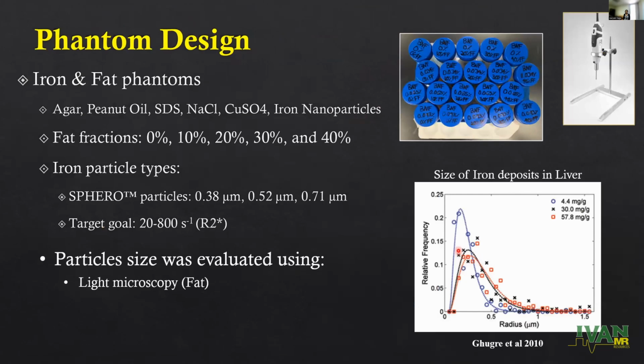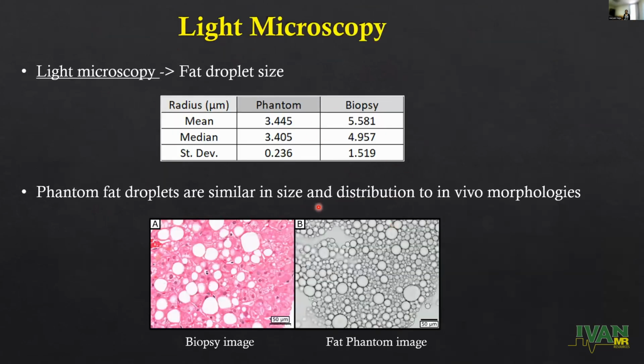And we are similarly building our own phantoms. Again, these are all simulations, so how real are they? We are also building phantoms with fat and iron. We are using peanut oil for mimicking steatosis, and we are using iron particles of different sizes. We are also doing validation to make sure the phantom micrographs are similar to the biopsy sizes. So the fat droplets are similar in size to the biopsy fat droplets.